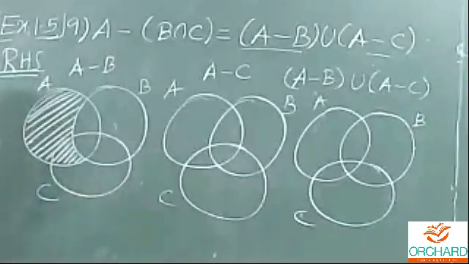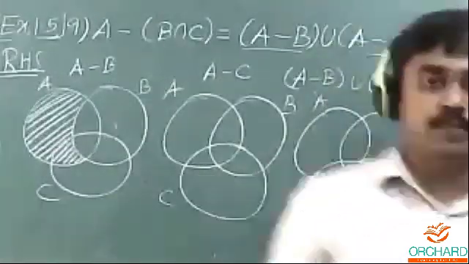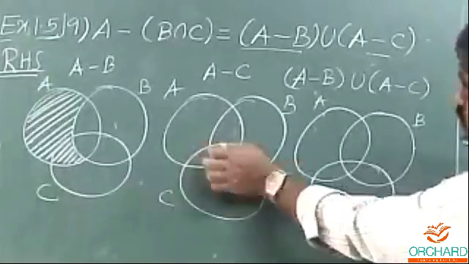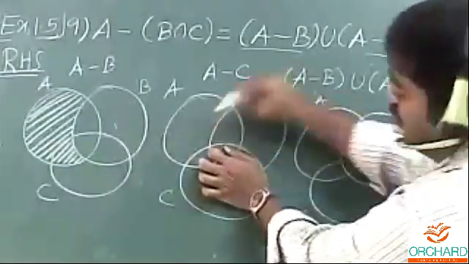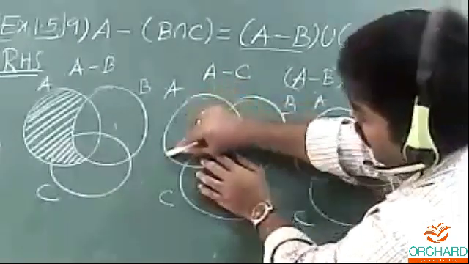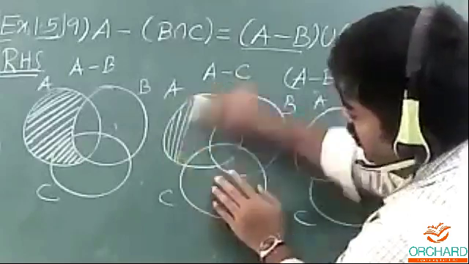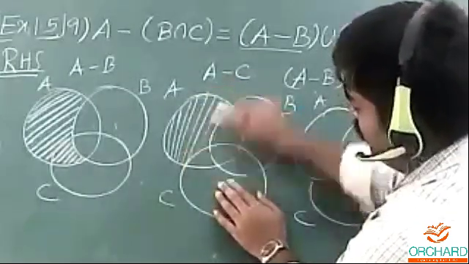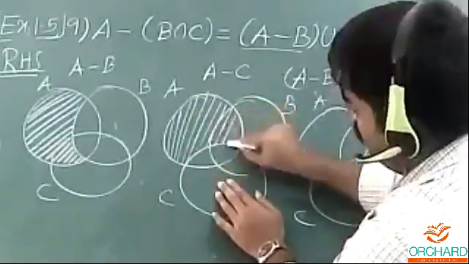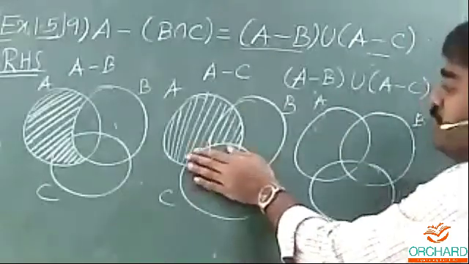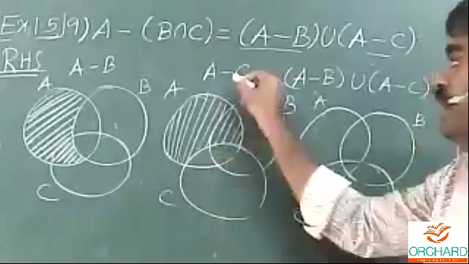What is meant by A difference C now? To remove set C from A. This is your set C. To remove the set C from A, now I can shade the remaining portion of A. Is it clear? This is set C, to remove set C from A. This is A difference C.